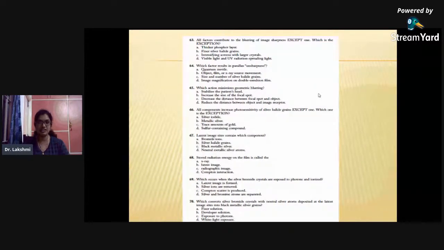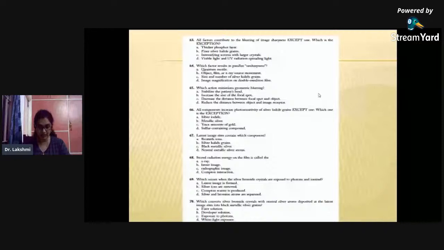So 65th question, which factors reduce the density of a film except one. Which is the exception? That is B, that is metallic silver. So 65th question, which factor results in parallax unsharpness? That is B, that is metallic silver. So 67, latent image sites contain which component?